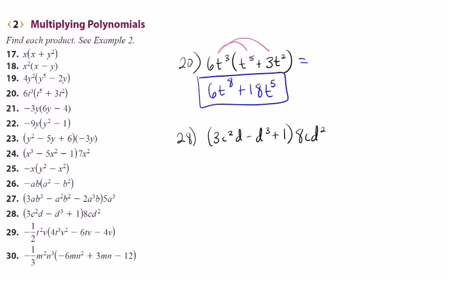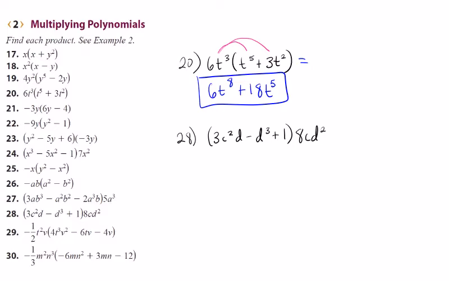So we always want to check to see if we can combine like terms, but remember that like terms have to have the same variable expression, meaning they have to have the same variable and the same exponent, right? Or the same variables, plural. Sometimes they have more than one variable, but they have to have the same variables with the same exponents to be like terms. So 6t to the eighth and 18t to the fifth are not like terms, so you cannot add nor subtract them.